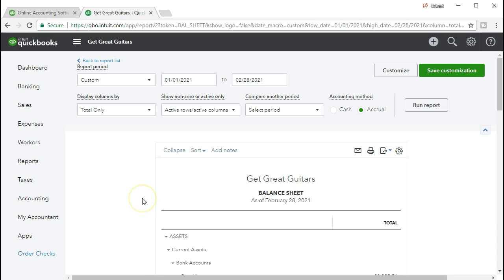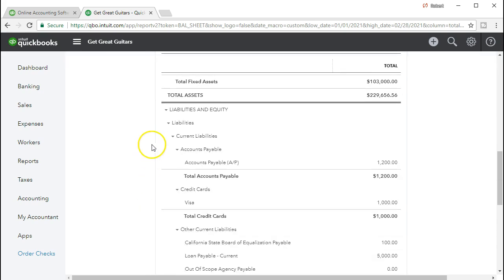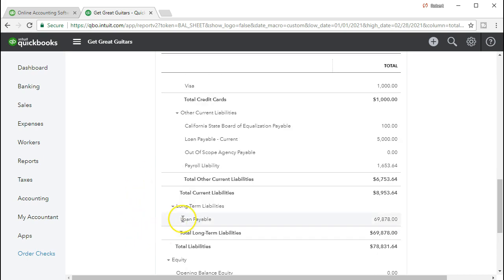liabilities. So if we scroll down to the liabilities here, we see the current portion of the liabilities and the long-term portion of liabilities. So what we have been doing in terms of the loans is putting everything that is a loan into one account called Loan Payable, and that account is in the long-term section.